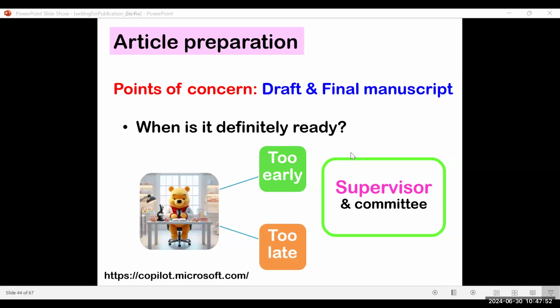During the time of your article preparation, I will share some things I can tell. This is a point of concern. During the time you prepare your draft and your final manuscript, you may arrive at some uncertainties. If it's ready, how could you make sure when it is definitely ready? What if it turns out to be too late, for example, you prepare your draft or your final manuscript too late?